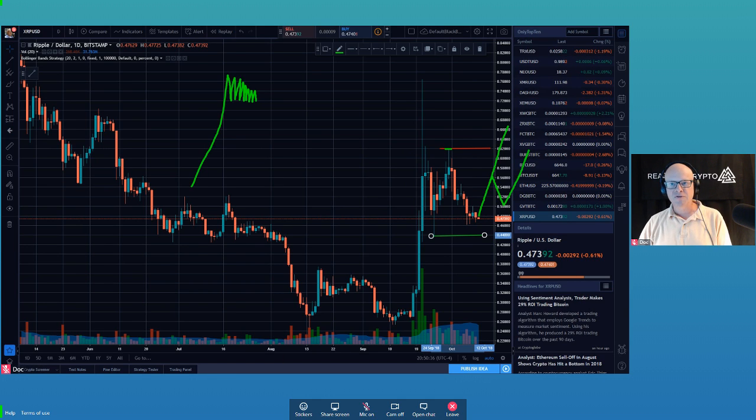Ripple can also fall into a downtrend as well, can't it? And all it needs to do is punch through this level. That's all it would take, because then you've got a lower high and then a lower low.